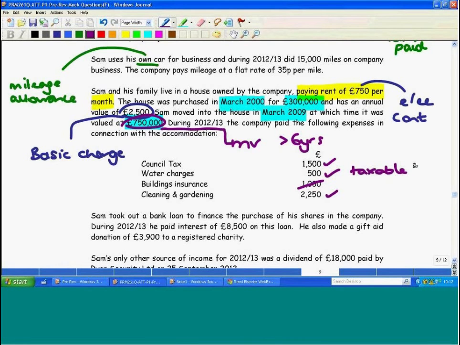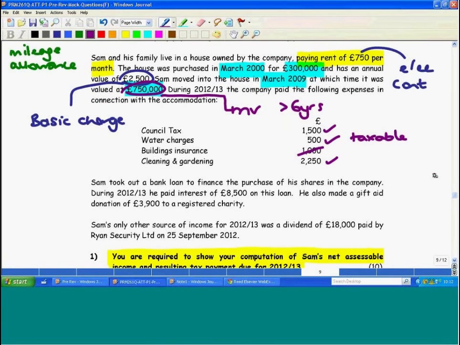Now, the next paragraph we've already talked about. So he takes out a bank loan to purchase the shares in the company, and he's paying interest of £8,500. Now, as we've actually already spotted, this was a closed company. So what we have here is qualifying loan interest. So that's going to fit into our pro forma as a deductible payment.